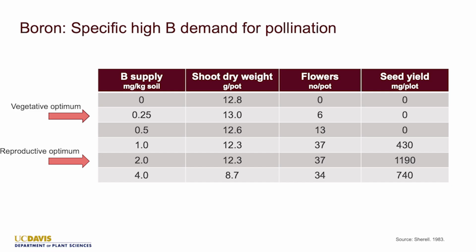Then we look at how much shoot dry matter was produced, how many flowers were produced, and then finally what the seed yield is. You'll notice here that you can achieve maximum dry weight growth with even as low, perhaps even lower than 0.25 milligrams per kilogram. But to achieve maximum reproductive growth, either the number of flowers or the seed yield, you needed to go up to 2 milligrams per kilogram. So there's a difference in requirement for reproduction versus vegetative growth.